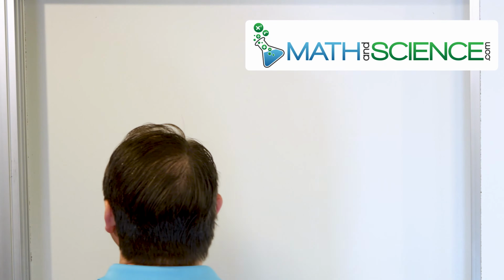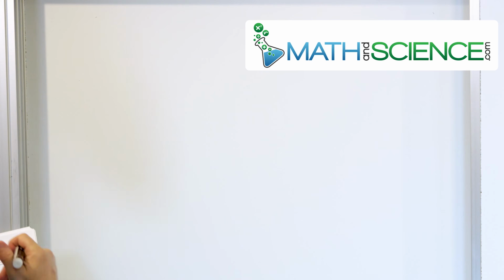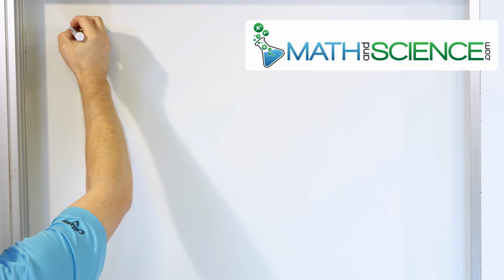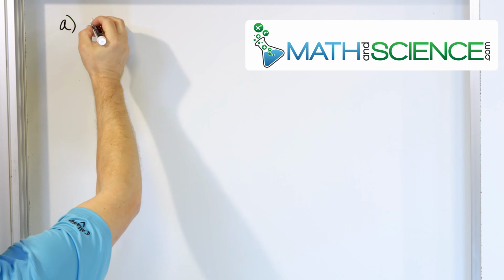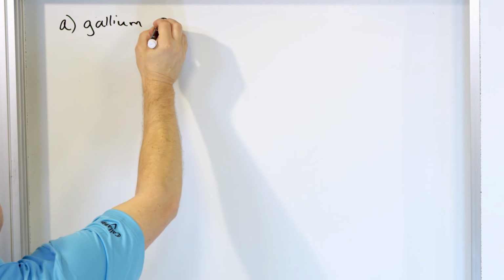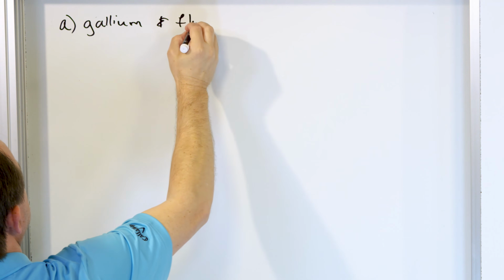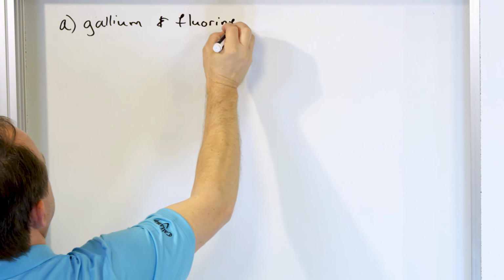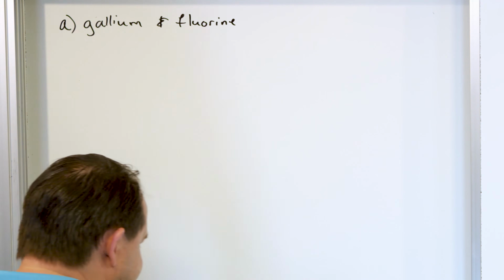So let's just jump right into problem number 1. I'm going to write down in words the name of the elements in the compound, and we're going to go from there. So what if you combine gallium and the element fluorine? Gallium and fluorine. What does that combine to make?